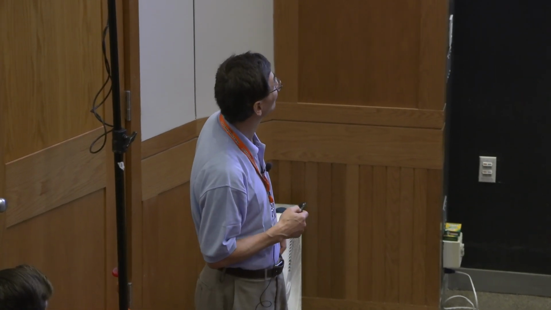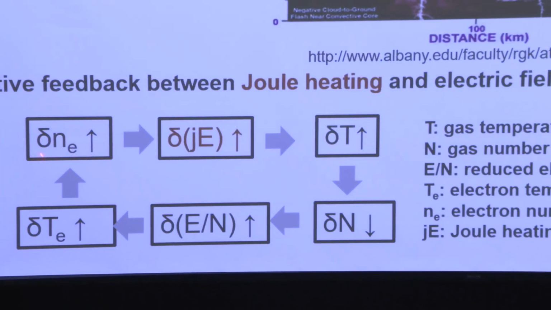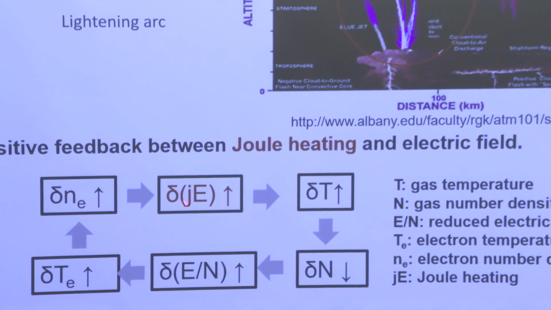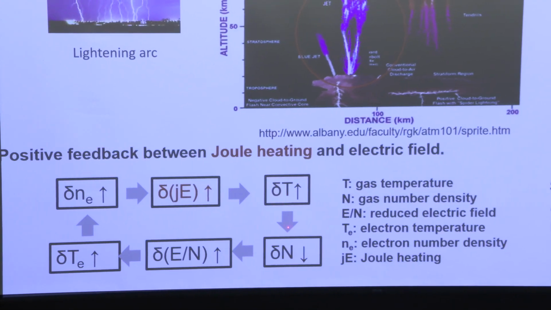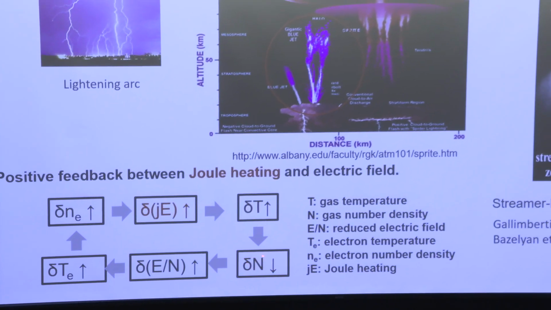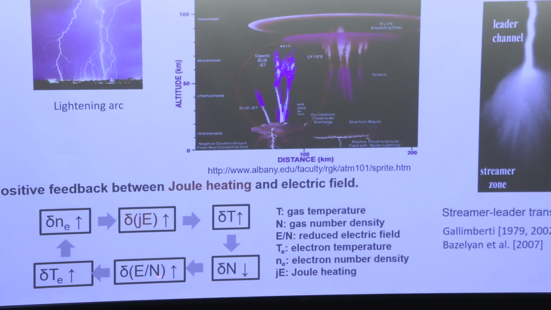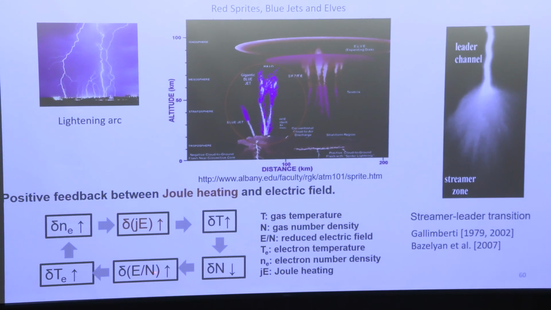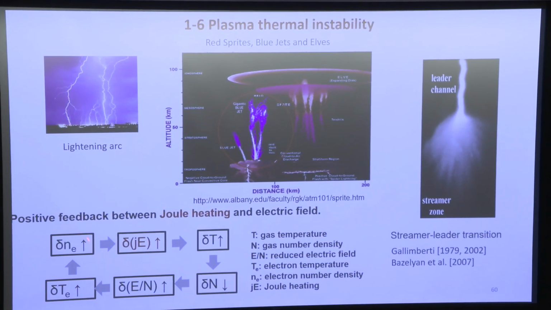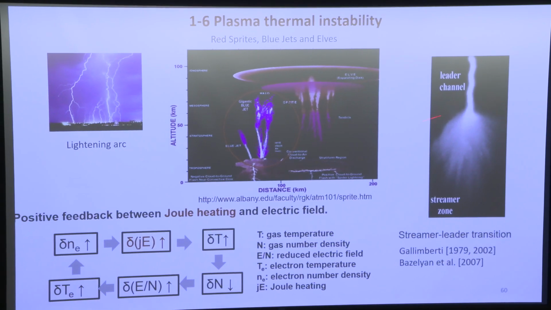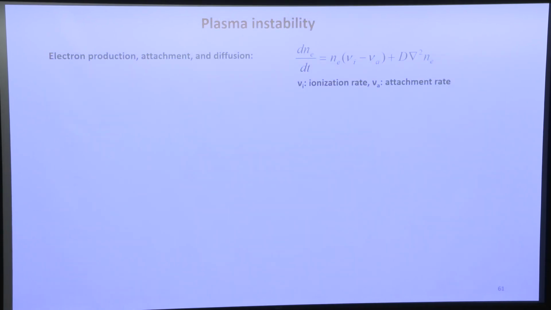And typically plasma becomes unstable because of the electron number density. If you increase the current, there is Joule heating and your temperature will rise. If the temperature rises, the mean free path increases, the number density decreases, and then your E/N increases, electron energy is gained, and you generate more electrons. This is the positive feedback that drives this plasma instability.